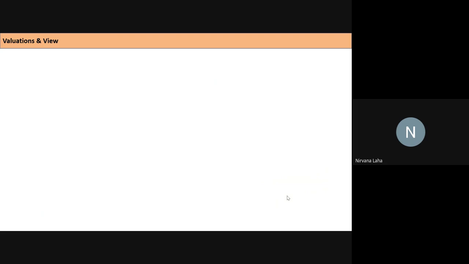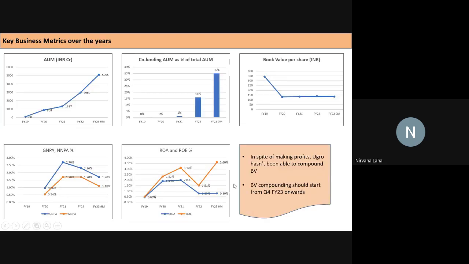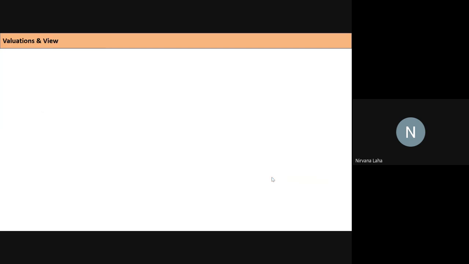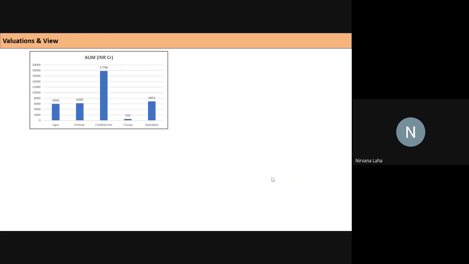That's probably due to these depressed ROE and ROA numbers. I think the market is not giving the company credit for the innovative corporate governance model, the kind of credit underwriting that they are doing. And I think the market is going to get surprised with the results soon. So with that context, let's compare it with some of its peers. I compared it with four other companies, Five Star, Credit Access, TrueCap, and Spandana. In terms of AUM, Credit Access is much larger. But UGRO, Five Star, and Spandana are pretty much in the same bracket. TrueCap is very small.